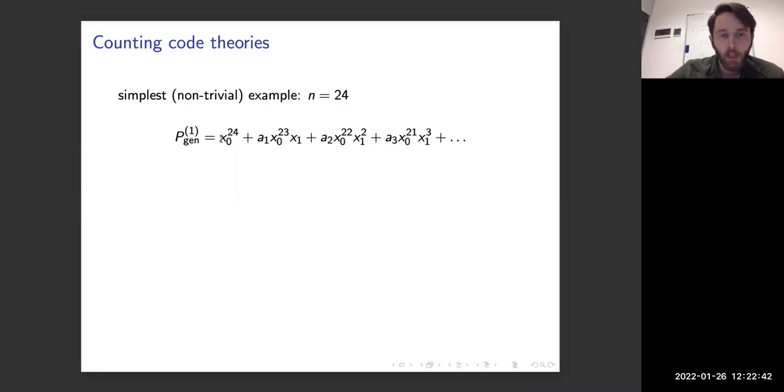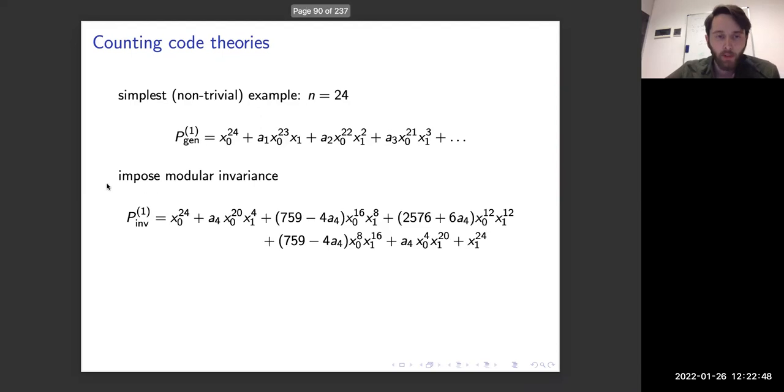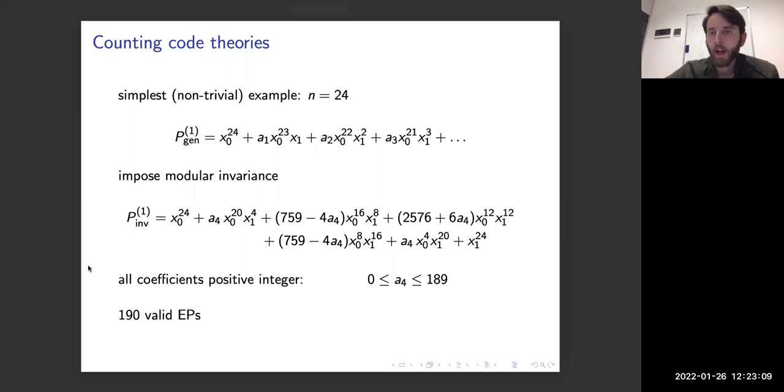The first coefficient must be 1 just to ensure the partition function is correctly normalized. And then we impose modular invariance. And actually this is quite strong. It narrows this polynomial down to a single undetermined coefficient. And you can see from the form of this that if we impose that all the coefficients are positive integers, we just get a simple inequality for A4. And this means there's 190 valid enumerator polynomials.